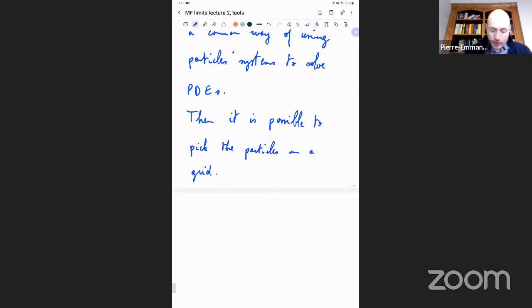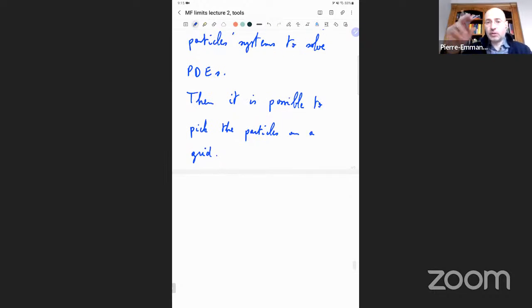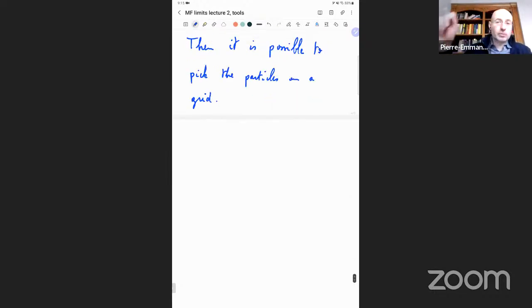So you're going to have a certain grid, right? And then you're going to put a certain number of particles in each cell of the grid, so that this mimics the right statistical distribution.